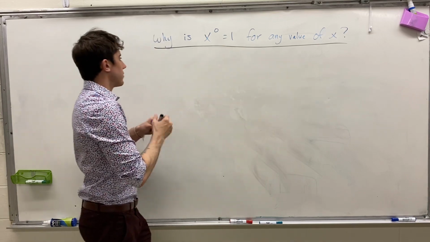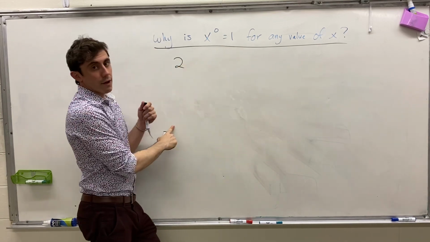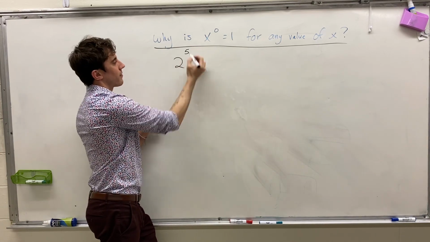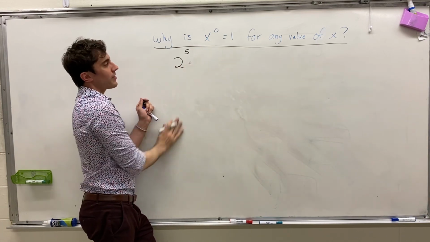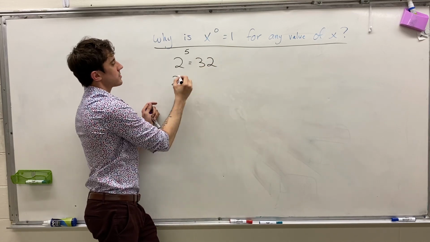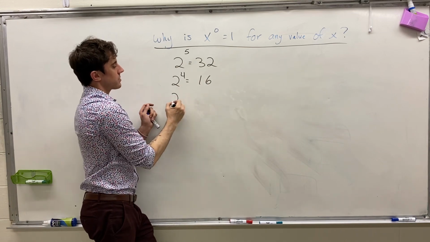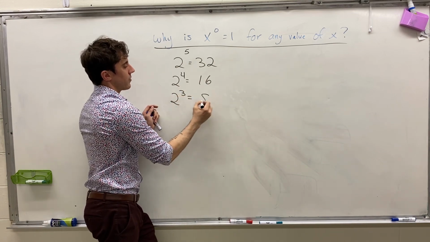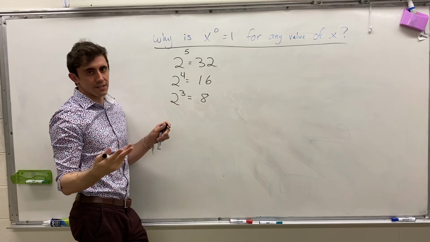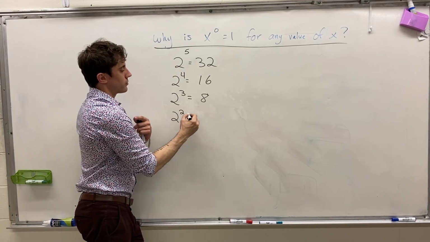So let's start off with one that most of us are familiar with. Let's start with powers of 2, okay? If I ask you to evaluate 2 to the power of 5, you'll find a value of 32. Next, we have 2 to the power of 4, which is equal to 16. Next, 2 to the power of 3, we have 8. For those of you that are familiar with exponents, grade 9 students and above, this is something you've seen before. Then 2 to the power of 2, we have 4.